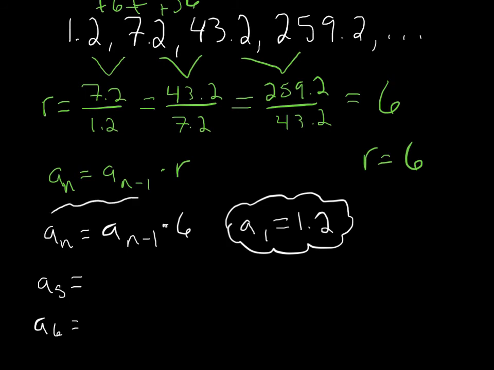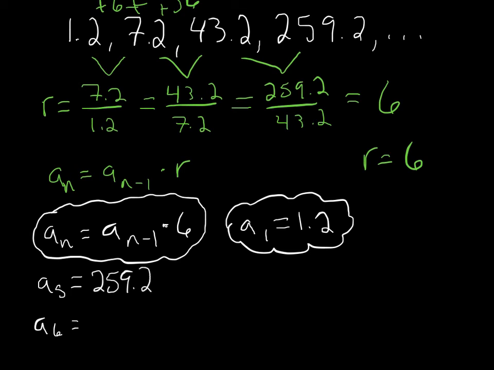Okay, so there's my initial condition with the geometric formula. Now to find the fifth term, I look at the fourth term. So we have 1, 2, 3, 4. The fourth term is 259.2. And I multiply it by the common ratio, which is 6. So now 259.2 times 6 gives me 1,555.2. Now the good thing about the recursive formula is if you're doing this in the calculator, you don't really have to type this number back in because it's already stored as the answer.